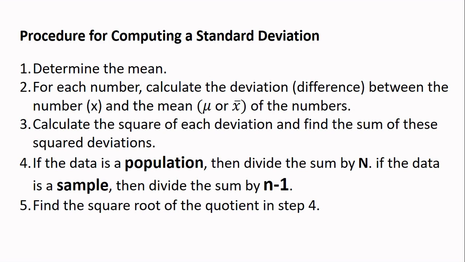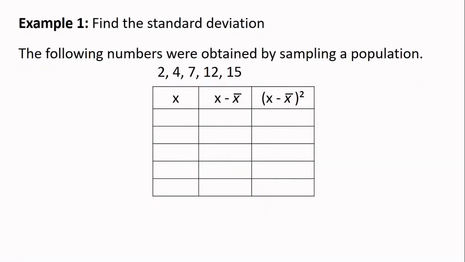So, this is the procedure for computing a standard deviation. You can pause this part and then you can screenshot. I will just explain how to solve it in the next part. Okay, find the standard deviation. We have the number obtained from sampling a population. These are the data 2, 4, 7, 12, 15.